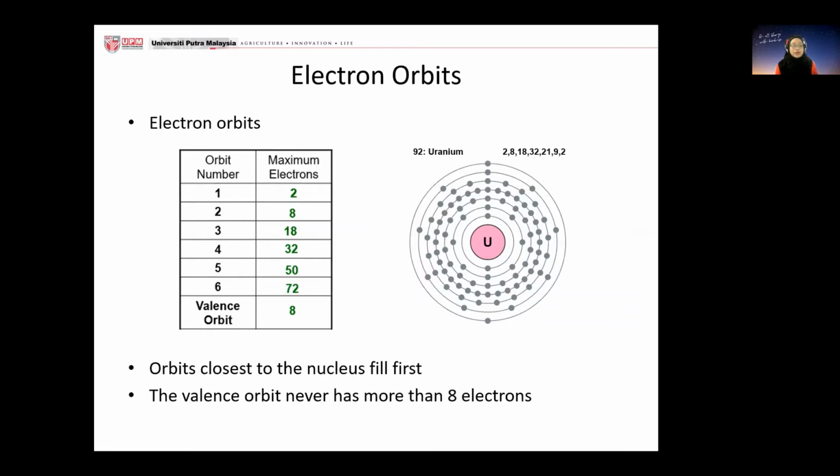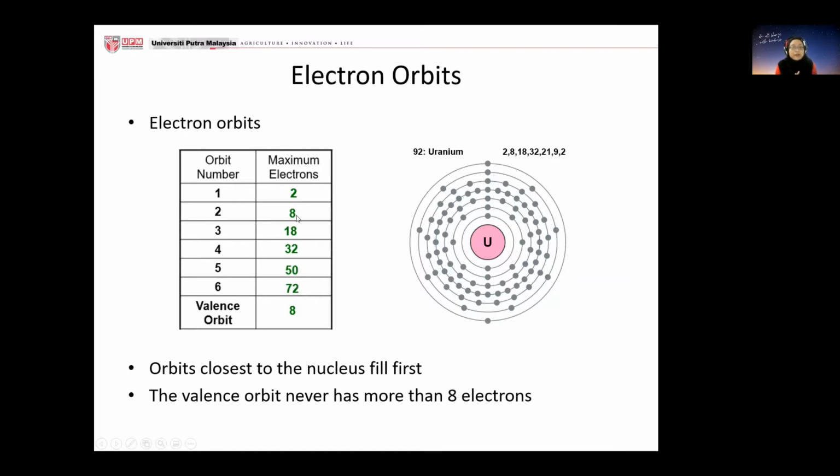Then, the electrons have their own orbits, and you can have even 7 layers with atoms that are larger and heavier. You can have 7 orbit numbers. Look here: orbit number 1, which is the innermost, only contains 2, and orbit number 2 only contains 8. That is the maximum.